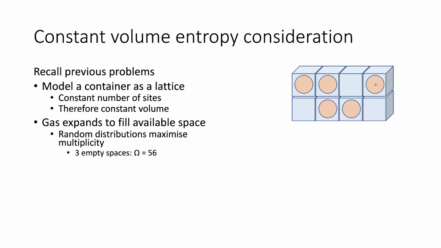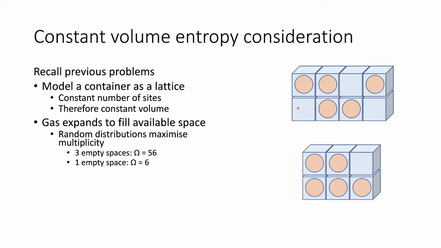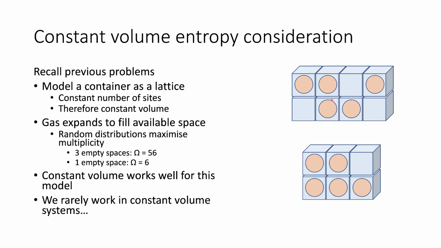If, however, we restrict the gas molecules to only exist in 6 lattice sites, we get to a point where we only have 1 empty space, and there's only 6 possible permutations for that. Therefore, it's advantageous for the gas to occupy as much space as possible because it gives more permutations. Under these settings, the constant volume model works well, so that allows us to consider entropy statistically and in a fairly straightforward way. However, in a lab, we very rarely work in constant volume systems.